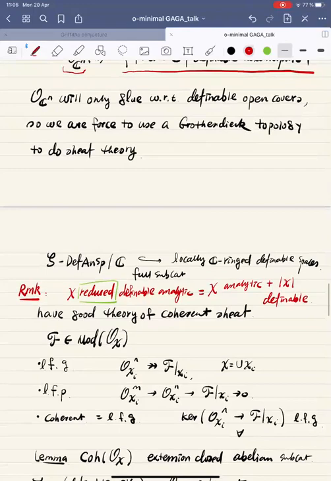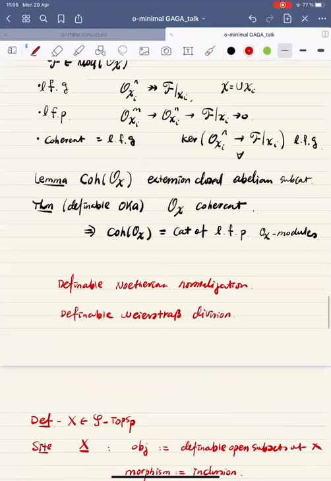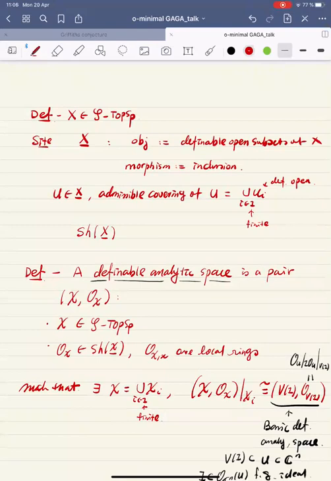Okay, definable. Let me first switch to here. First, the Grothendieck topology. Suppose we have a definable topological space X. We define the site associated to this topological space. This is a category. The objects are just definable open subsets of X, and the morphisms are just inclusions. For the admissible coverings, if we have an object in this category, an admissible covering is just a covering by finitely many definable open subsets. So this is the site, and the category of sheaves on this site, we denote by Sh(X).